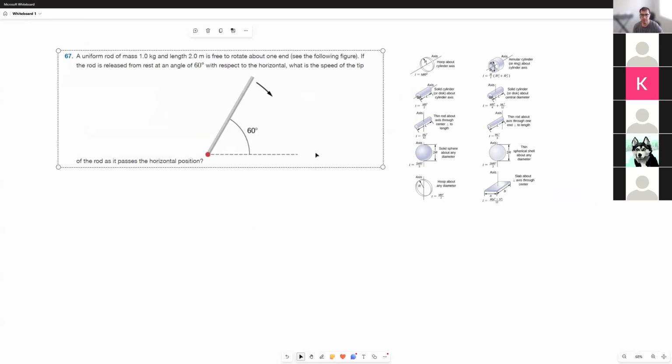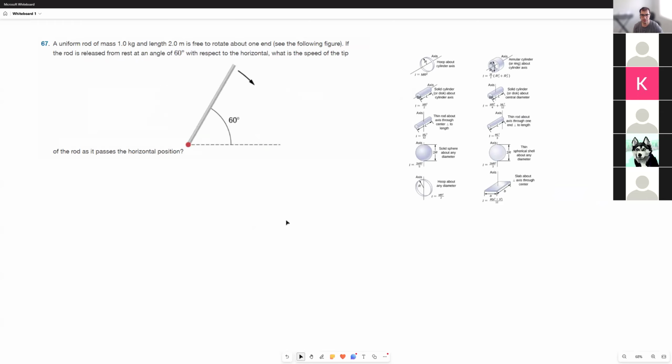A uniform rod of mass 1 kilogram and length of 2 meters is free to rotate about one end. If the rod is released from rest at an angle of 60 degrees with respect to the horizontal, what is the speed of the tip of the rod as it passes through the horizontal position? We want to find out the speed of the tip when it passes through the horizontal position. This v here is unknown.